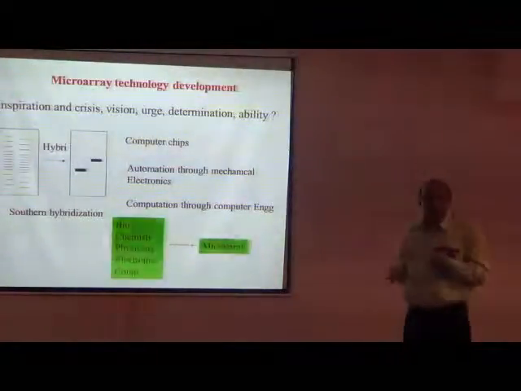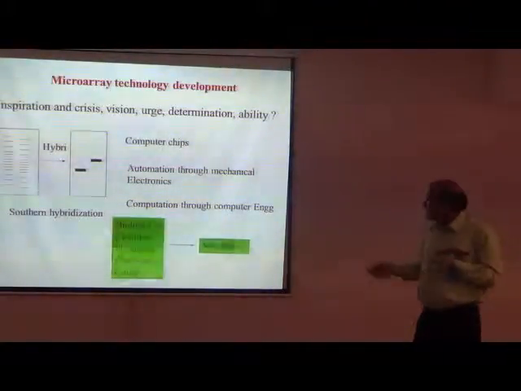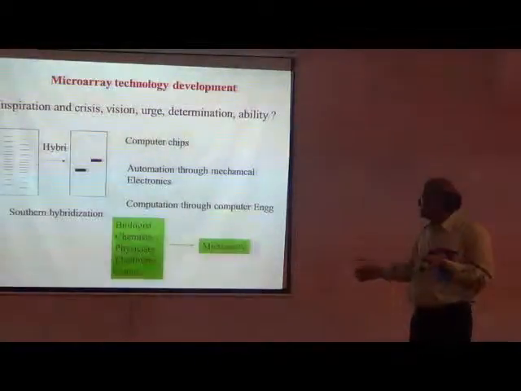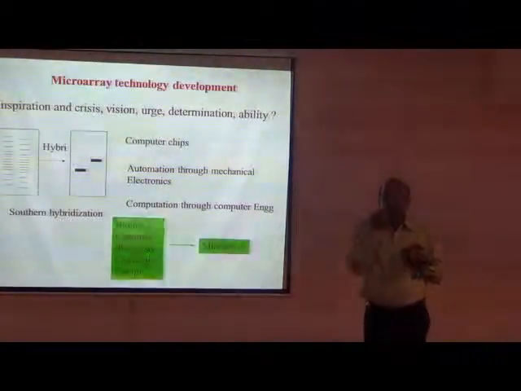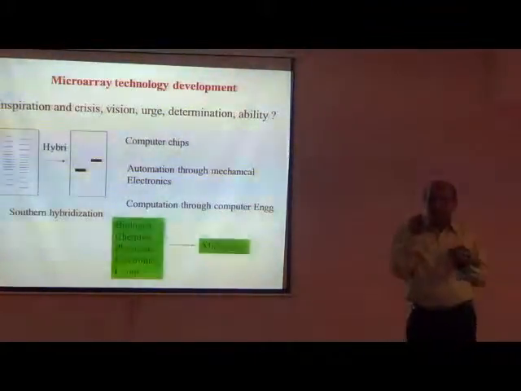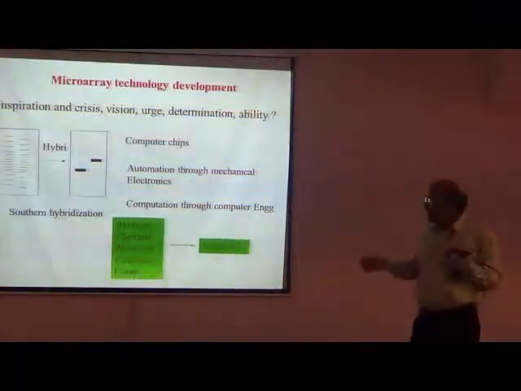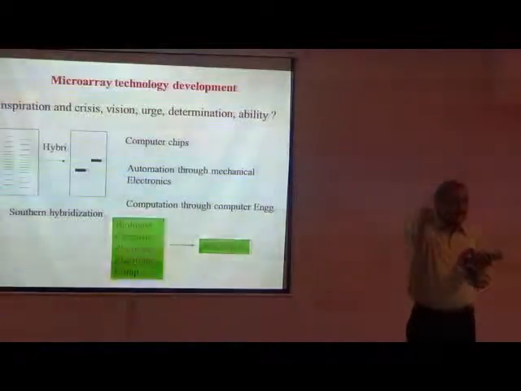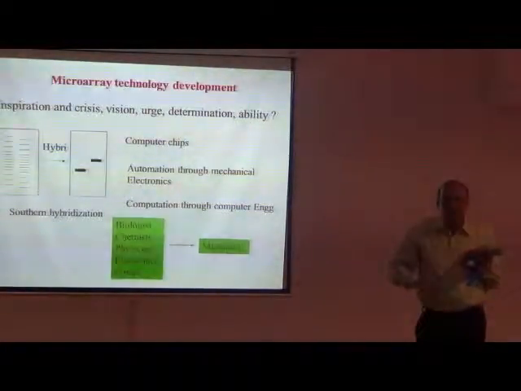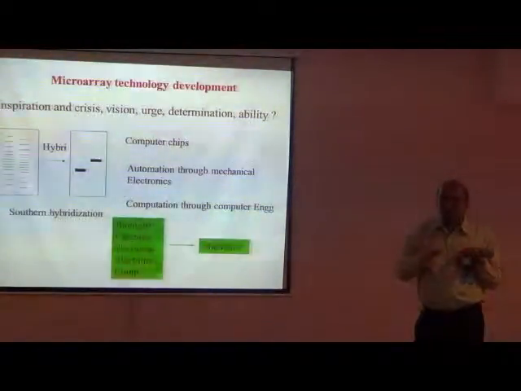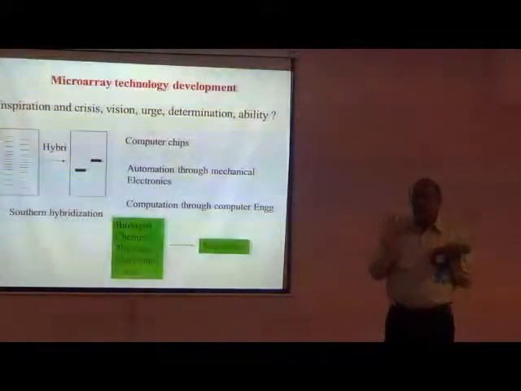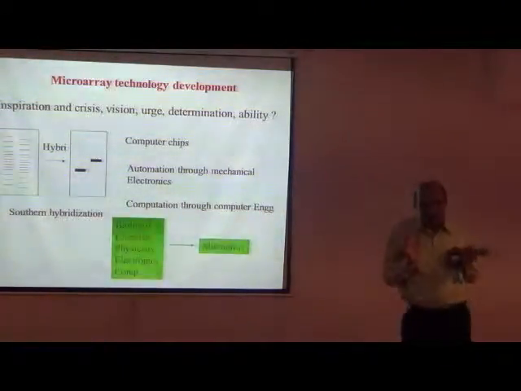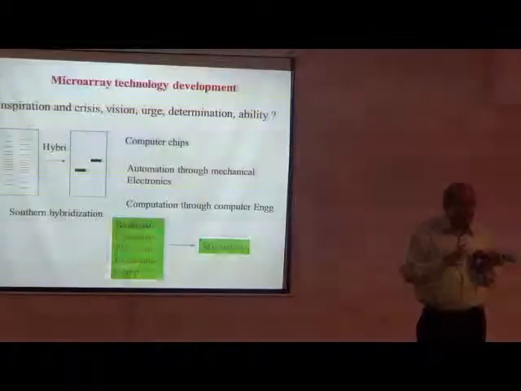So in this case, where was the crisis? The crisis was Southern hybridization. I don't know how many of you know that. If I take 2 minutes to explain, Southern hybridization is a technique through which you detect DNA by using DNA as a probe. What is a probe? I am very good at giving classroom lectures, probably not inspirational lectures. I can make a lot of your fundamentals clear.